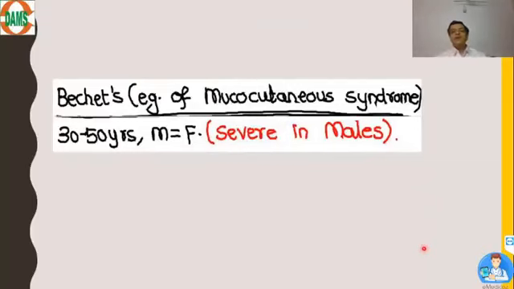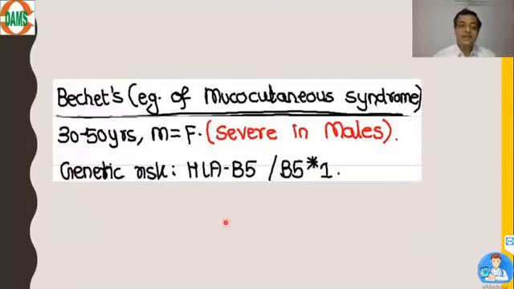Okay, so very simple. Last topic, right? So the continuity should not be lost. Tomorrow we have just myositis syndrome and overlap syndrome. So just give me 5 minutes and we are done. 30 to 50 years, males equal to female, but the disease is severe in the males.